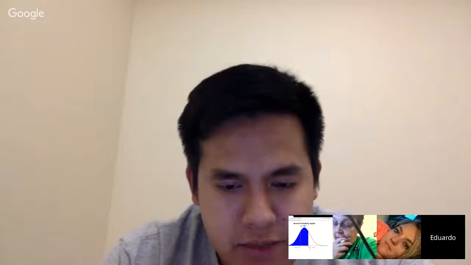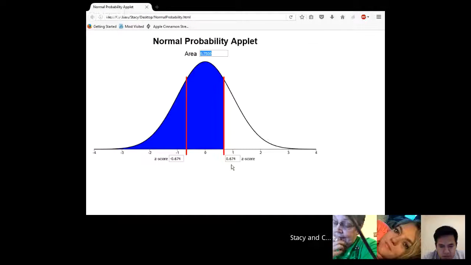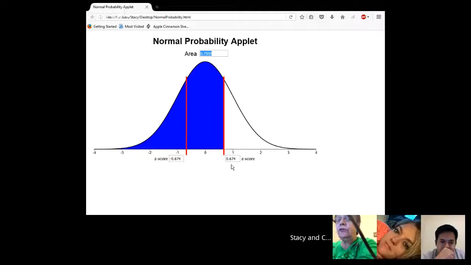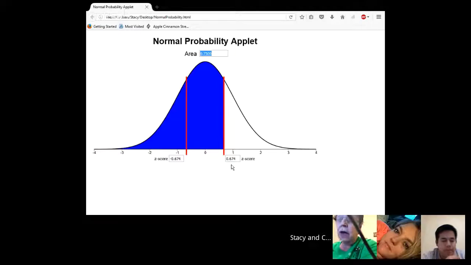Wait, 0.674 times 1600, you said? No, you do 0.674 times 600, and then add it to 1800. Correct. And that gives you 2204.4. Oh, wow. And when you're thinking about it, it makes sense because that's about 75% of the number that we have. Okay, it makes sense at 2200. That's the 75th percentile.